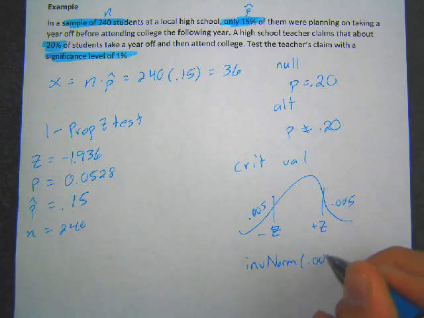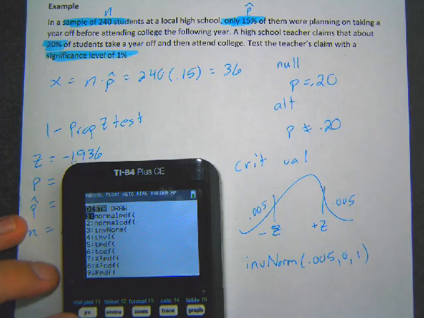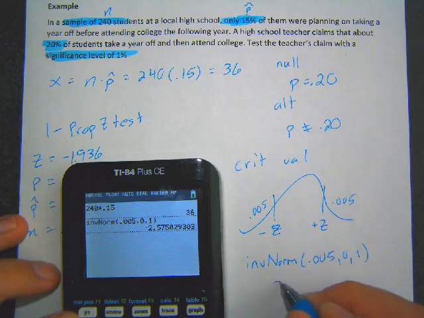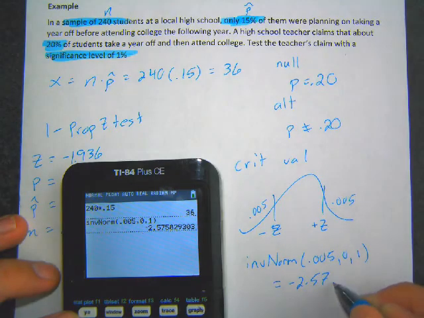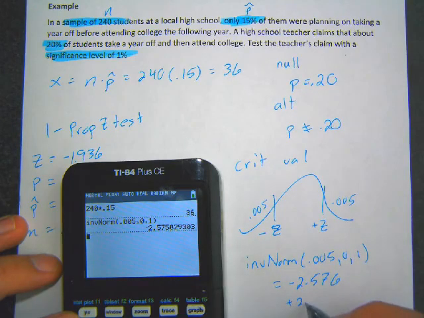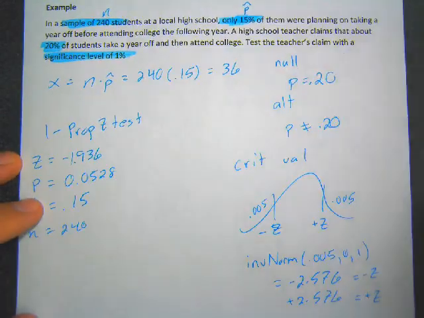So I'm going to do an inverse norm of 0.005, because that's how much I have to the left for this one. 0, 1 for the mean and standard deviation. And that'll tell us the critical values. So the second distribution, inverse norm, 0.005, 0 and 1. And there we go, we get negative 2.576. So that's what this score would be, and then the positive would be just positive 2.576. That would be negative z, this would be positive z. Okay, so those are critical values.